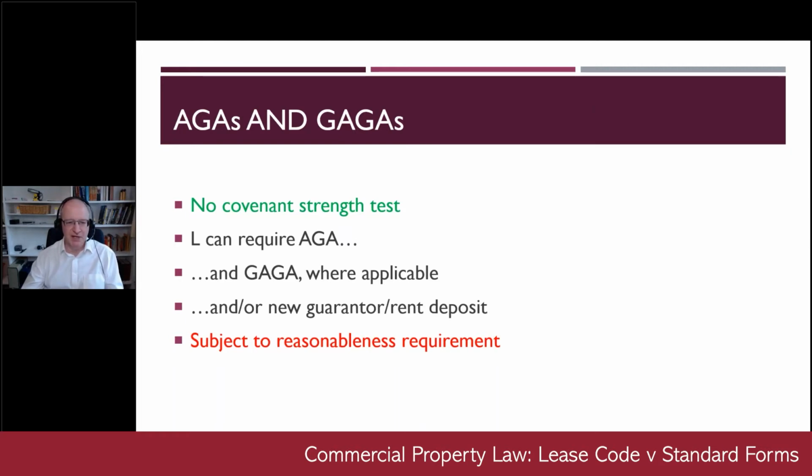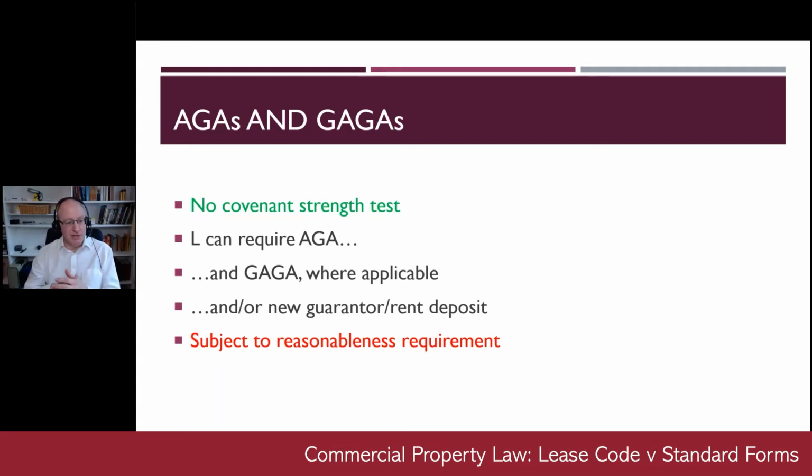So where the assigning tenant had a guarantor, they enter into an ARGA and their guarantor guarantees their obligations under the ARGA. So the code says the lease should enable the landlord to require provision of an ARGA, plus a GARGA, if that's applicable, and or a new guarantor and rent deposit. So lots and lots of availability of leasehold security, reflecting, I suggest, uncertain economic times. The only limitation to that is that the requirement should be reasonable in the circumstances of the proposed assignment, and that's pretty generally what leases are going to say anyway.